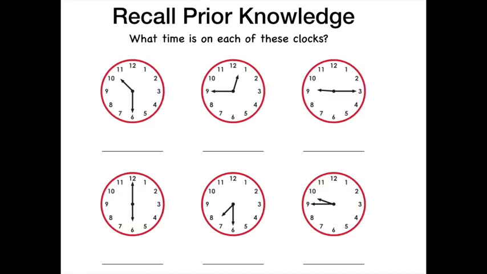What is the time on each of these clocks? I'll give you a minute to think. How would I write this in digital time? Remember that digital time has a colon in between the two numbers that tell us what time it is. And remember to start with the hour hand and then to do the minute hand.